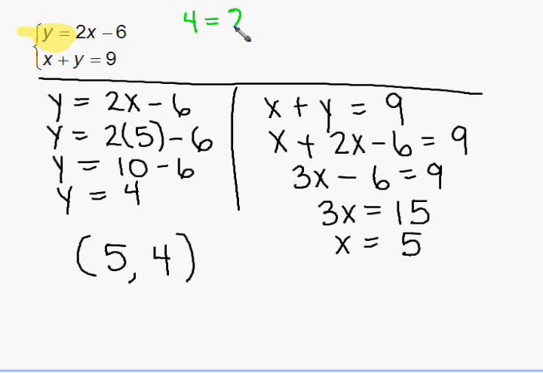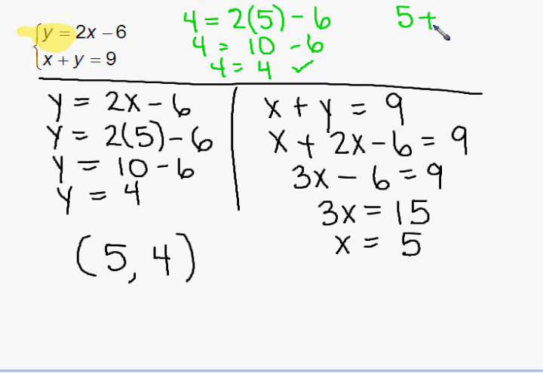So substituting 4 in for y in the first equation, and we're going to plug 5 in for x. We get that 4 is equal to 10 minus 6. 4 equals 4, so it checks in the first equation. Let's try it in the second equation. We're going to replace x with 5 and y with 4. And since 9 equals 9 is true, it satisfies the second equation. Our system solution is 5, 4.